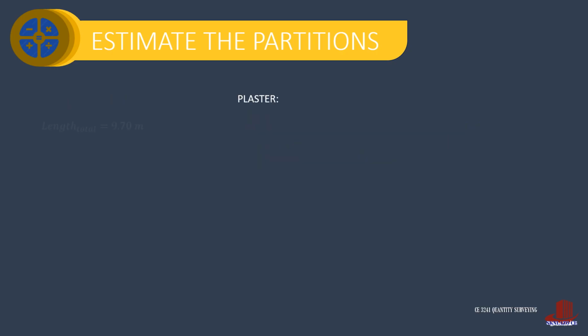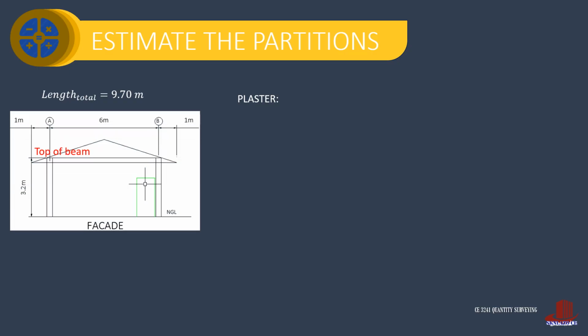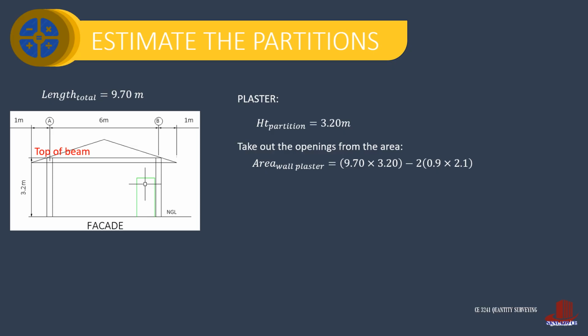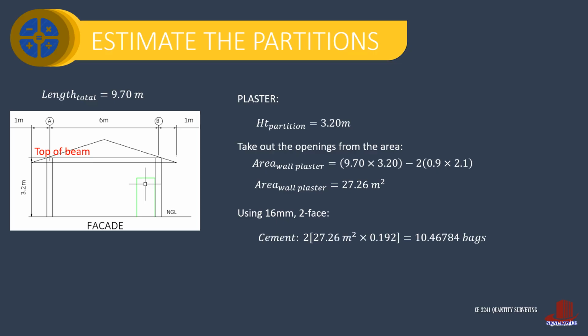For the plaster, we then take the total length of partitions as 9.7 meters. The height of the partition is 3.2 meters, excluding the embedment. We again take out the openings from the area. In this case, it is the 2 narrow doors of 0.9 by 2.1. So the area to be plastered is 27.26 square meters.